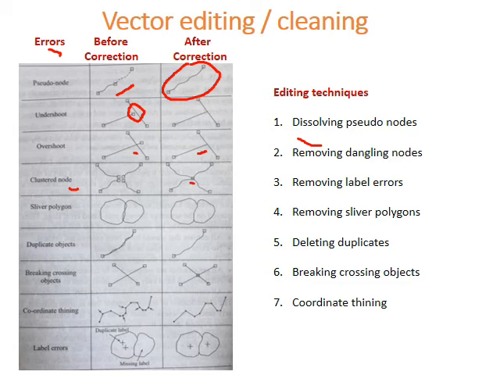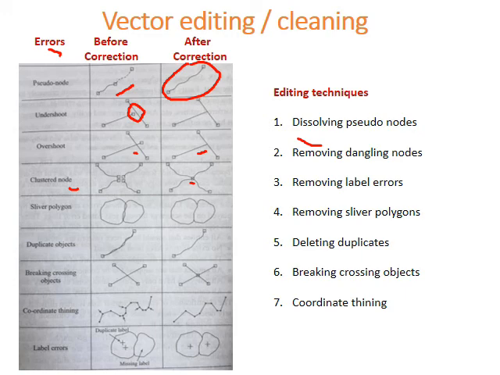And sliver polygon is another error that will be encountered through digitization or any other process. You can see these two are adjacent polygons which have a common boundary, but since it is not digitized properly, you have an error called sliver polygon. So this has to be corrected through the process called removing the sliver polygon. And while digitizing itself, you have to take care that there should not be any sliver polygon.